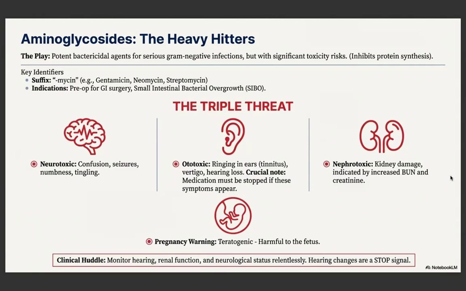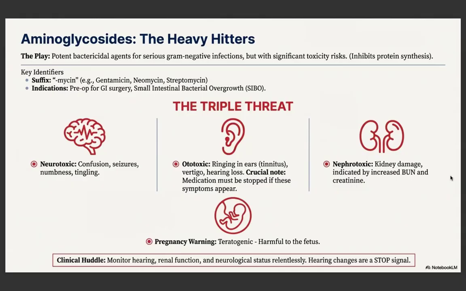Do make sure that you note that aminoglycosides are going to be more focused on gram-negative bacteria rather than gram-positive bacteria. Since it's bactericidal, obviously they're going to kill off the bacteria. It works on that protein synthesis pathway, so that's how they help kill off the bacteria.